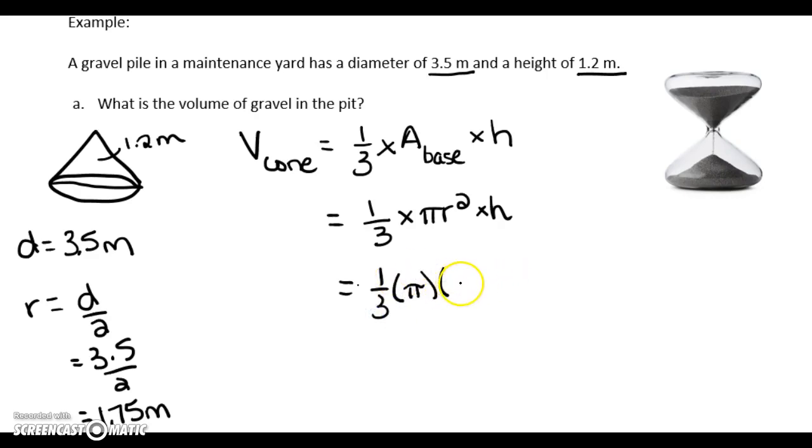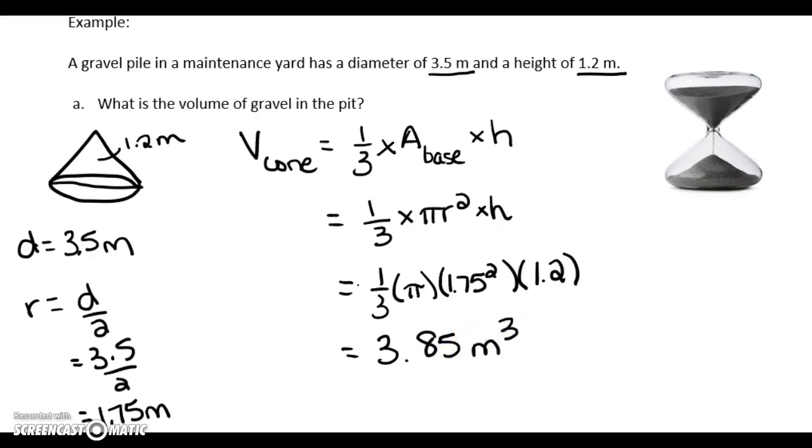So we have 1/3 times pi times your radius, which is 1.75 squared, times your height, which is 1.2. At this point, you can plug it into your calculator and just watch out for your brackets and make sure you use the actual pi symbol in your calculator, not 3.14, or else you might have some rounding errors. And when you put that in, you should find that you have a volume of 3.85 meters cubed.